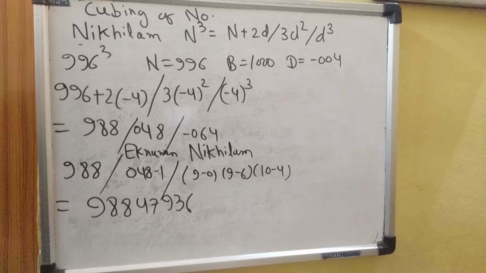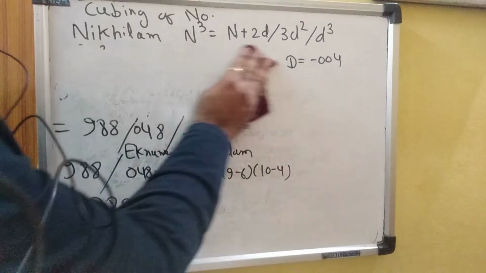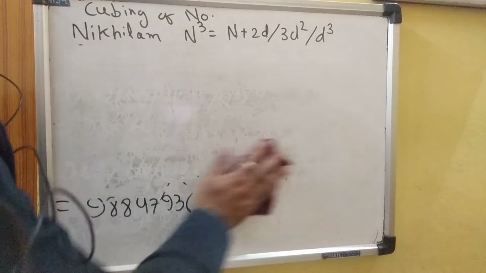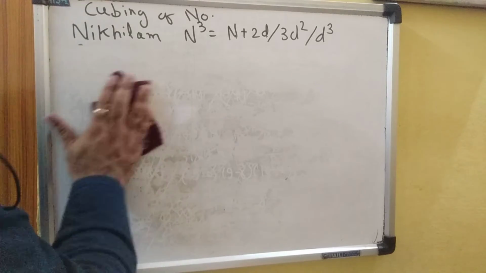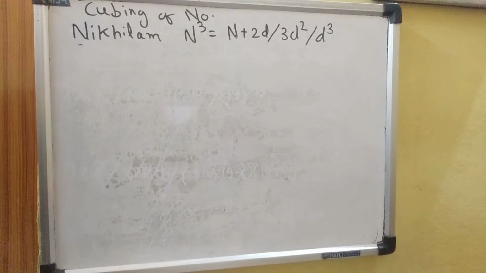In this way, cubes of numbers which are near to the base can easily be found out. But if the number is not near the base and is near to a sub-base, which is a multiple of base like 20, 30, 40 or 200, 300, 400 or 2000, 3000, 4000 and so on, then the same method with slight modification using sub-base can be used.